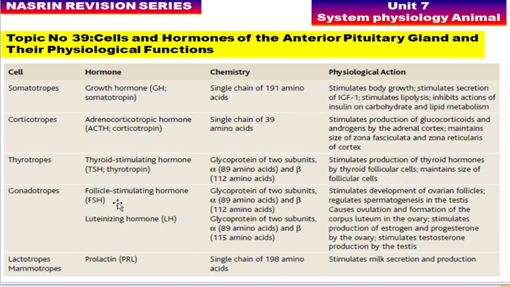Next, with respect to follicle stimulating hormone and luteinizing hormone, they will stimulate the development of the ovarian follicle. They will regulate the spermatogenesis process as well as cause ovulation. They are involved in forming the corpus luteum, and they will stimulate the production of both estrogen and progesterone by the ovary, as well as stimulate testosterone production by the testes. Next, prolactin will stimulate milk secretion and production.